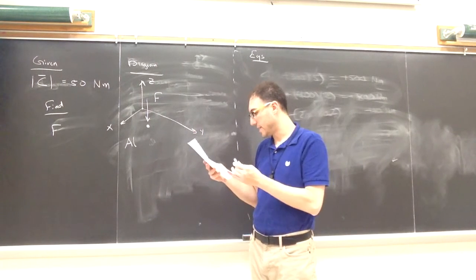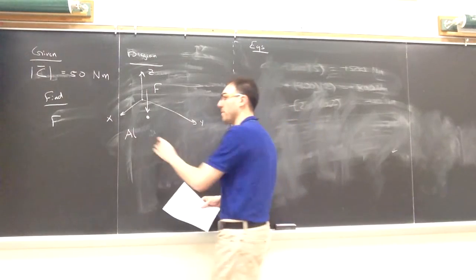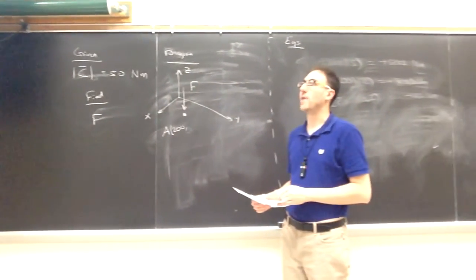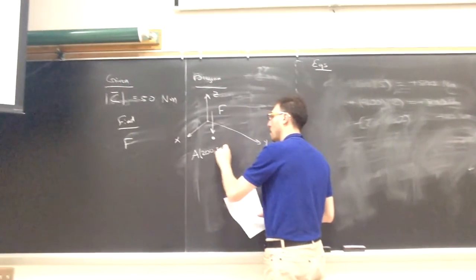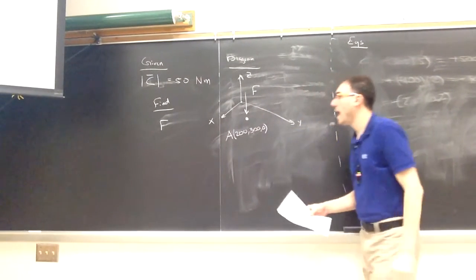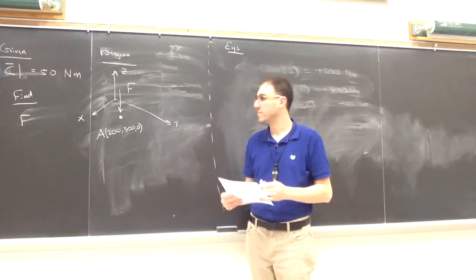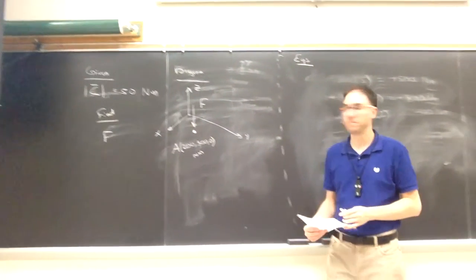So point A is going to be located at, in the x direction, we have to go 200 millimeters. In the y direction, we have to go 300 millimeters. And it's in the xy plane, so 0 in the z direction. Now it'll be in millimeters.